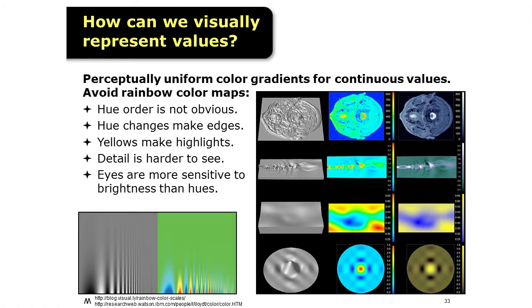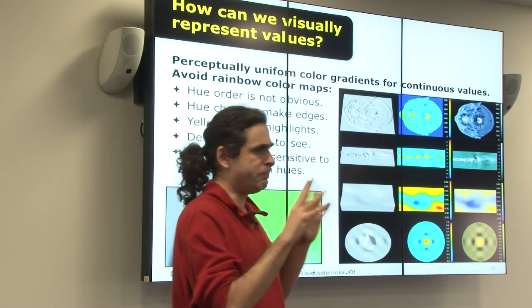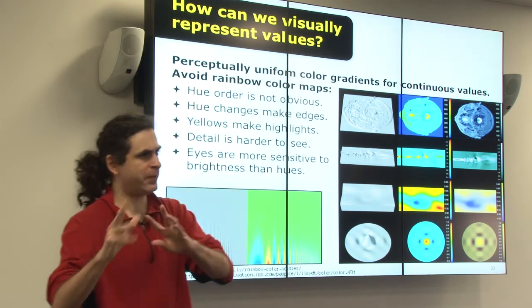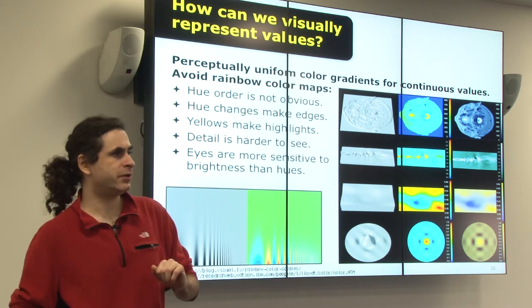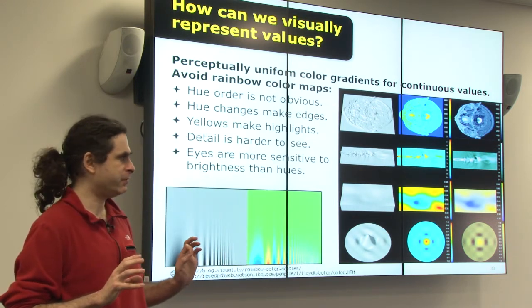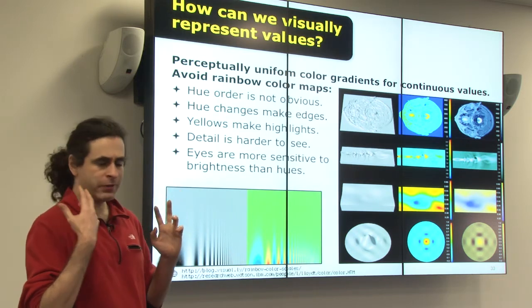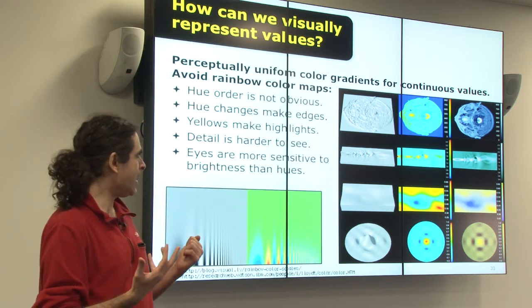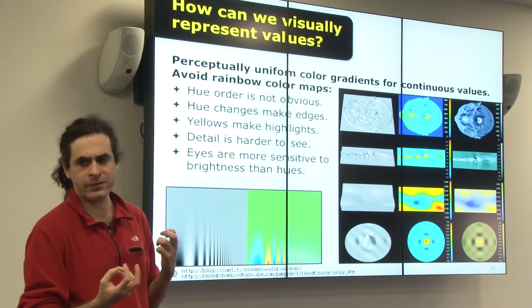First of all, hue order is not obvious. Does green come before yellow or yellow before green? Is that immediately obvious? I don't know. But there's something worse. You see, we perceive hues as having different categories, meaning red is categorically different from green and green categorically different from red. Well, if you have all of them present, what happens is that we cannot help but see false edges where the transition between one hue and another takes place.